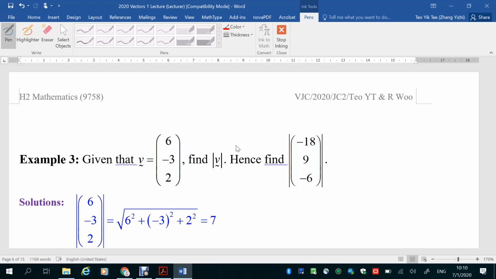Okay, thereafter, if you can survive this, you are supposed to hence find the other magnitude. Take note, this is a hence question. By now you should be very proficient. What does hence mean? Hence means that you cannot do everything all over again. You cannot tell me, oh, it's the square root of 18 squared plus 9 squared plus 36 squared. I give you 0 straight away. So what does hence mean? Hence means I need to make use of my previous answer.